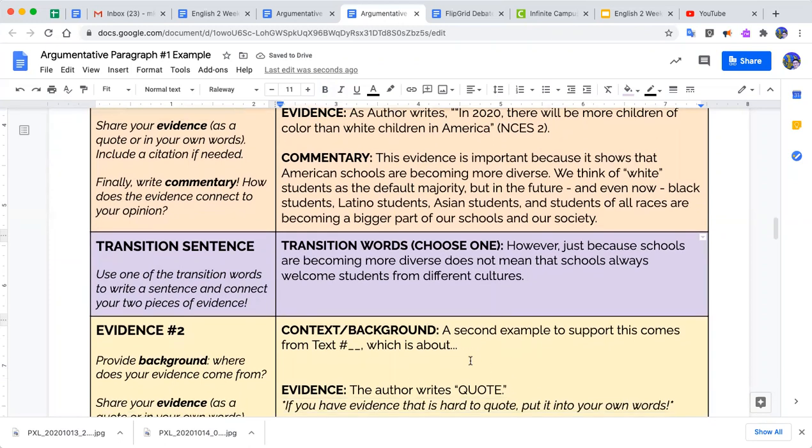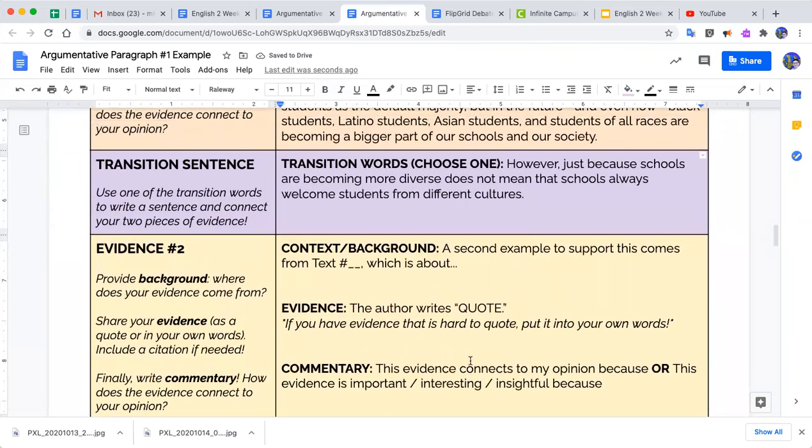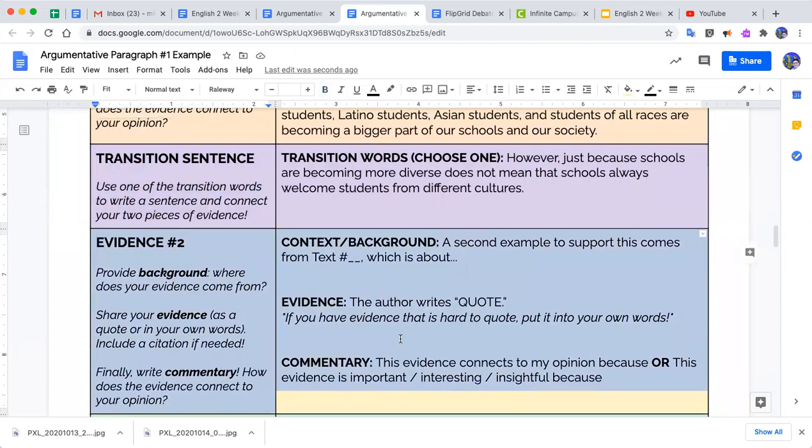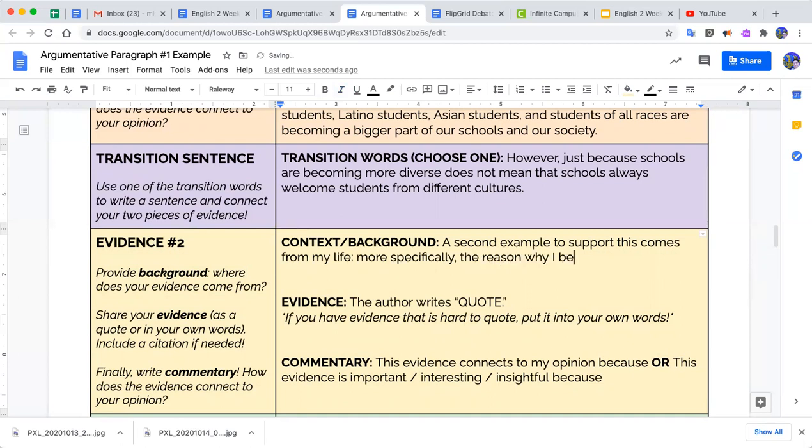And I would say at that point, you can move on from the transition to your second idea. I'm going to talk about my life. So my evidence does not come from a reading, but it does come from my life. And I'm going to say more specifically the reason why I became a teacher.